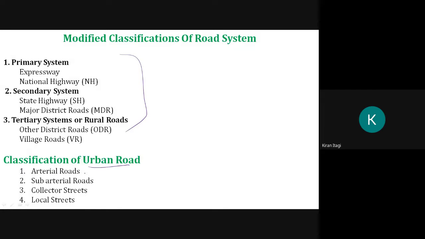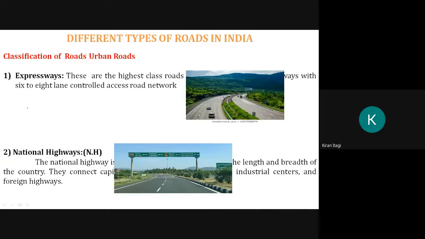And classification of urban roads is arterial roads, sub-arterial roads, collector roads, and local streets. Whatever you see in your areas, in your lane or in your district, these all come under the arterial. So we will see the different types of roads one by one. The first one is expressway or express highway.